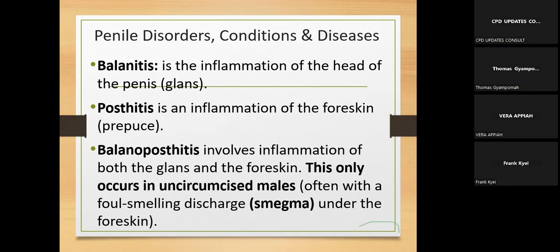Now, often with a foul smelling discharge, smegma under the foreskin. The head of the penis, especially in the uncircumcised, there's always a discharge. It's like trying to make sure that the place is always wet. And that's called smegma. In fact, I don't know whether you know about Mycobacterium smegmatis. Mycobacterium smegmatis has to do with smegma, to the extent that you can have Mycobacterium. Of course, these ones will not cause tuberculosis.